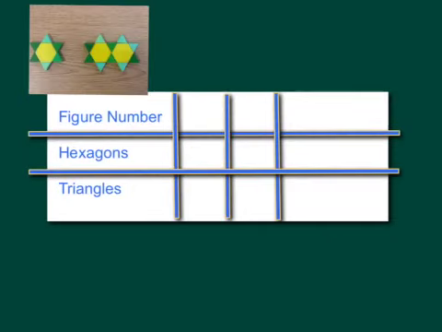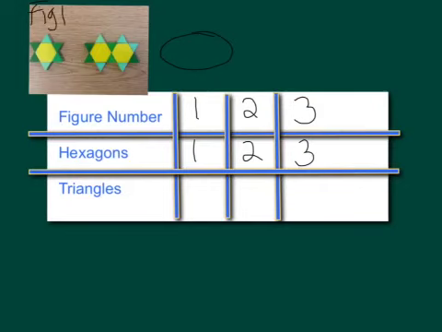Okay, here's that hexagons and triangles one that we did in class. I just wanted to review it. So remember, we have figure number 1, 2, 3, and we know that we've got 1 hexagon in the first one, 2 hexagons in the second one, and then we would have 3 in the third if we did the third figure here. So this one is figure 1.